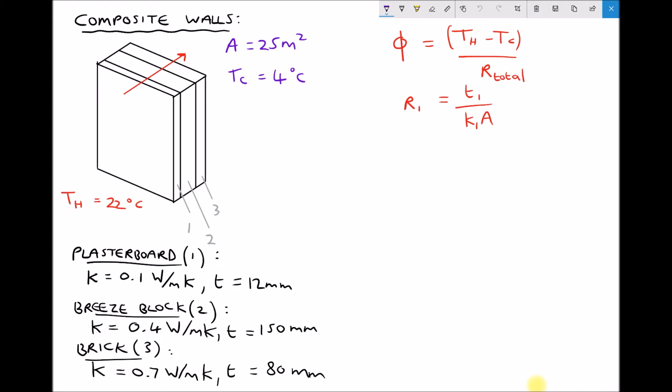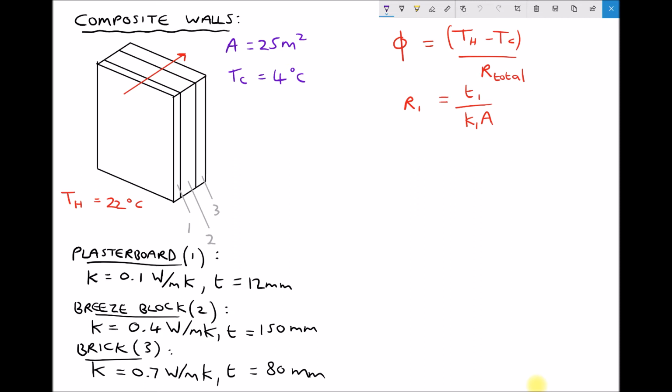So the example that we have on the screen here is a composite wall made up of 3 layers. The first layer is plasterboard, the second layer is a breeze block, and the third layer is brick. On the inside, or the side where we have the plasterboard, the room temperature is 22 degrees C, and at the other side, the outside air temperature is 4 degrees C. Now, I've also specified that the total area of this wall is 25 metres squared, and what we want to determine is the total rate of heat transferred from inside the room to outside of the building.